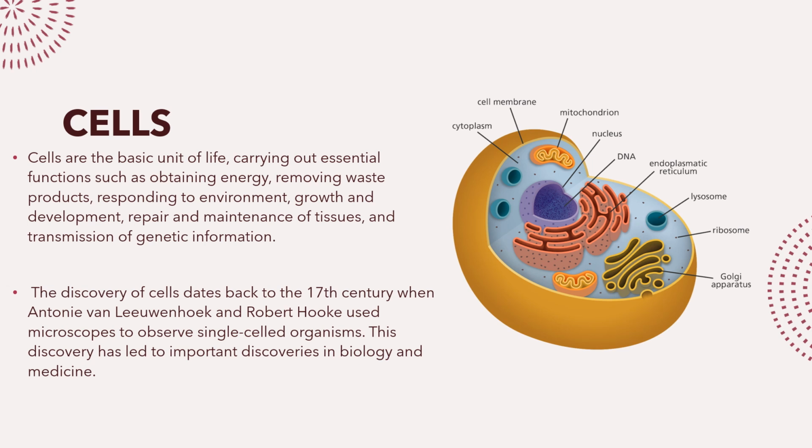The discovery of cells dates back to the 17th century when the Dutch scientist Antony van Leeuwenhoek used a simple microscope to observe single-celled organisms. Later in 1665, the English scientist Robert Hooke used a compound microscope to observe thin slices of cork, which he saw were made up of tiny box-like structures he called cells. This was the first time the term cell was used to describe the basic unit of living organisms.